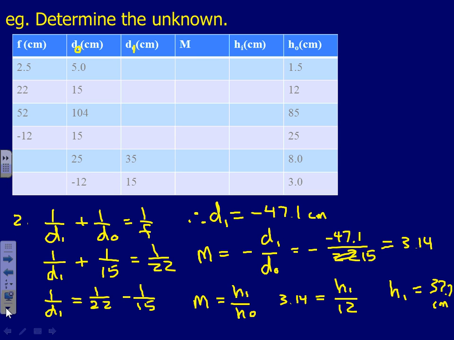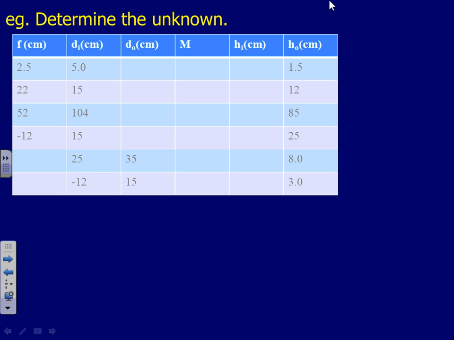So again, I'm going to clear the screen. Clear ink. So I'm going to jump down to number 4. Again, remember I've switched this to O and I. Brings back painful memories, but I'm okay. Notice this time in number 4, the focal length is negative. What type of mirror is this? It's a convex because the focal length is virtual. It's in the negative territory.